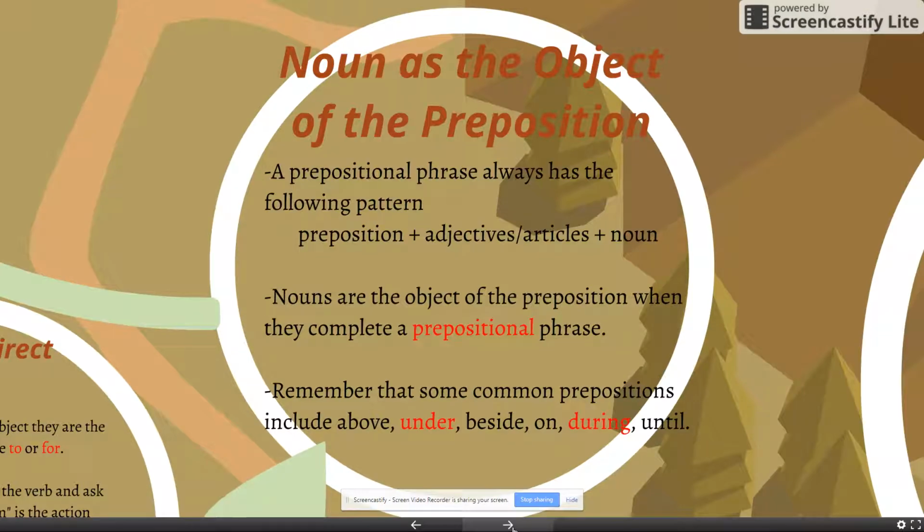Nouns can also be the object of the preposition or the prepositional phrase. A prepositional phrase will always have the following pattern. The preposition, and I have a bunch of them listed below, plus any adjectives or articles. Articles are like a, an, and then the noun. So it will always follow that pattern. And the subject can never be in a prepositional phrase. Nouns are the object of the preposition when they complete a prepositional phrase. Here are some common ones like above, under, beside, on, during, until. There are other ones like to and of, in. The list goes on and on.